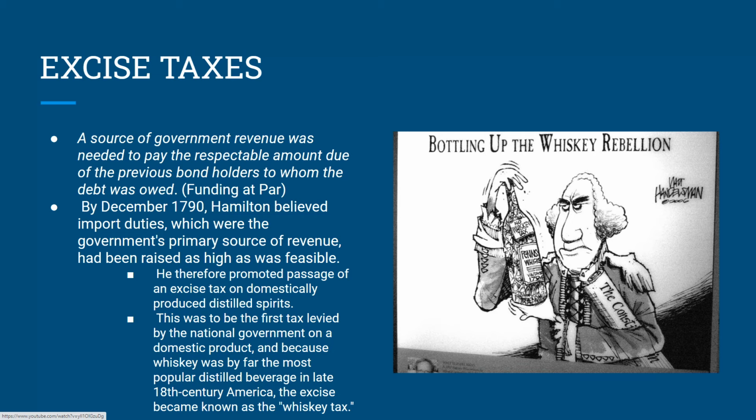So then the next, we've got the excise taxes. Now that we've got a new constitution, Hamilton is going to use this power to raise revenue, right? We need revenue, we need money. And so the E in BFAT is excise taxes, okay? So a source of government revenue is needed to pay the respectable amount due to the previous bondholders. Got to raise money for that by December 1790. Hamilton believed that import duties, which were the government's primary source of revenue, had been raised basically as high as they could go. So tariffs were about as high as they can go. Import duties about as high as they can go.